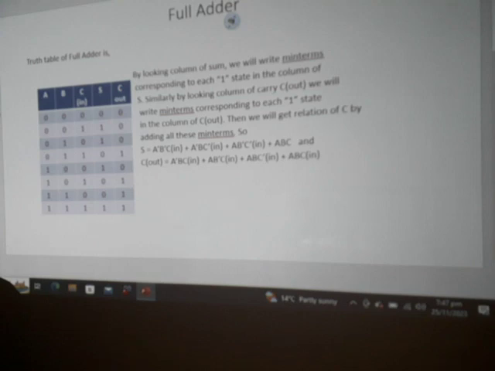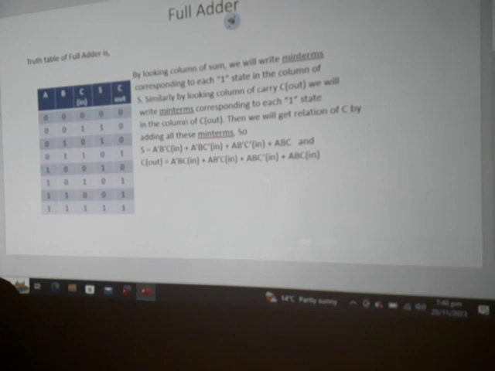Because we have 3 input variables, therefore the total number of combinations will be 2 raised to the power 3, which is equal to 8. Now these 8 combinations are 0, 0, 0, states of A, B and C input all are 0. Then if we add these 3, we will get sum 0, carry 0.